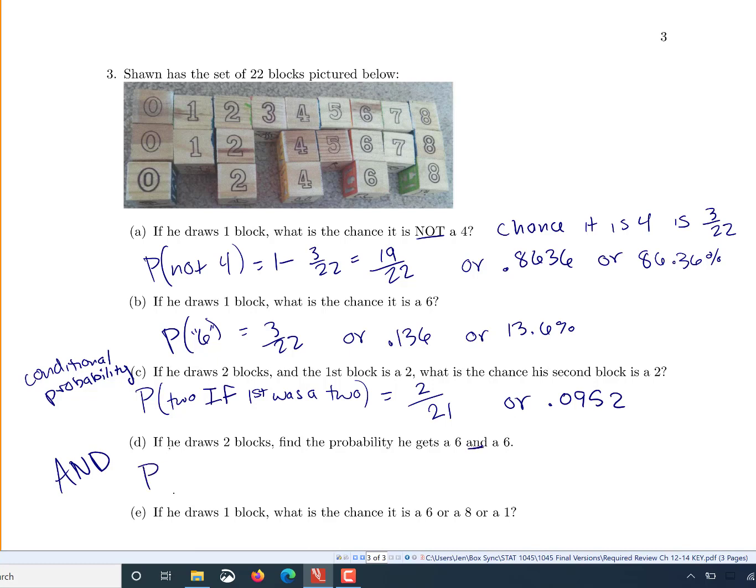When you want the probability for an and, you have to multiply. So we want a 6 and 6. Well, to get your first 6, there are 3 6s out of a total of 22. Now we're going to multiply. Anytime you want an and, you multiply. But I used up one of my 6s, so there's only 2 6s left and 21 total.